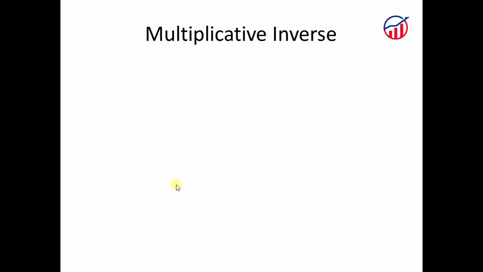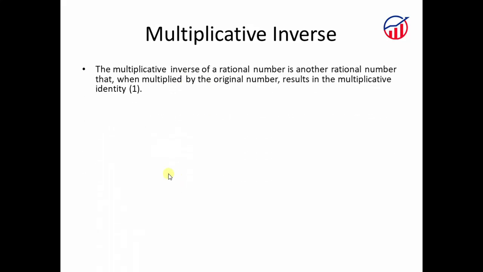The last property in this is the multiplicative inverse. So what is the multiplicative inverse? The multiplicative inverse of a rational number is another rational number that when multiplied by the original number results in the multiplicative identity 1. So for any rational number a upon b, the multiplicative inverse is b upon a. Basically it's the reciprocal, upside down: a upon b, b upon a.